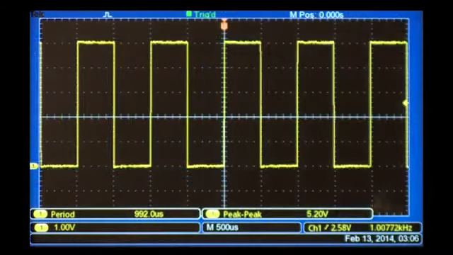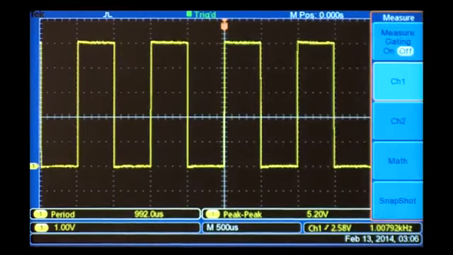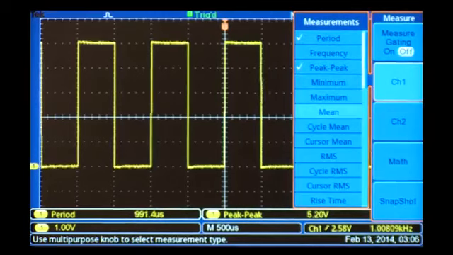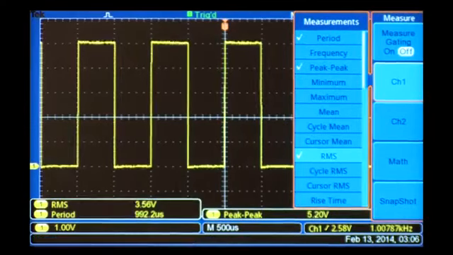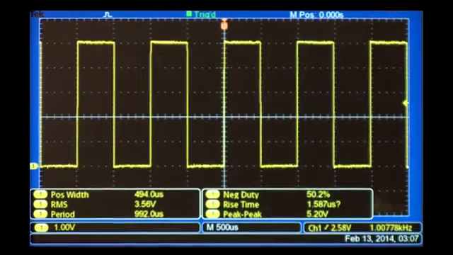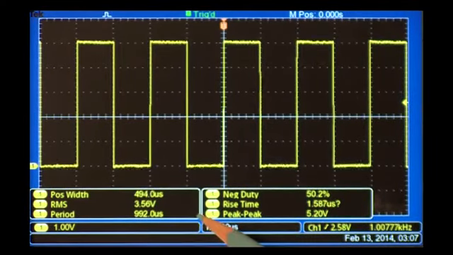So far we've taken automatic measurements we could have taken manually, but some measurements are just not that easy to take manually. Let's add root mean square voltage. This measurement gives us the RMS voltage for the first cycle on the display. Let's add a few more. With the TBS1000B oscilloscopes, we can view up to 6 different automatic measurements simultaneously.